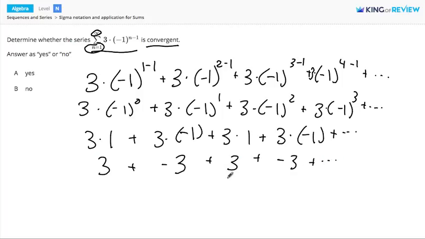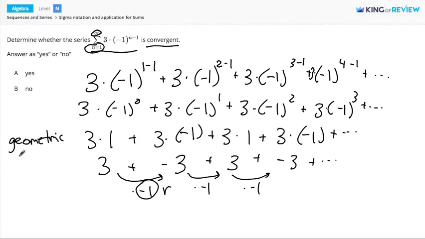This series will continue to alternate between 3 and negative 3. Which means to get from one term to the next, you always multiply by negative 1. A positive times a negative is a negative, times a negative is a positive, and so on. We always multiply by negative 1. This number, negative 1, is called r. Our series is called a geometric series because from every term, you multiply by the same number, r, to get to the next term. A geometric series always multiplies by some number r. We always multiply each term by negative 1 to get to the next term.